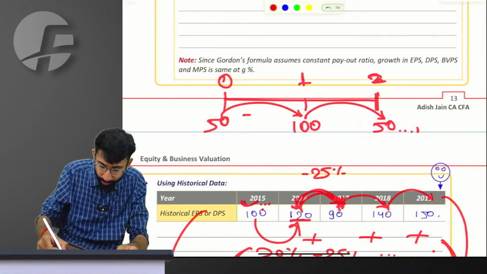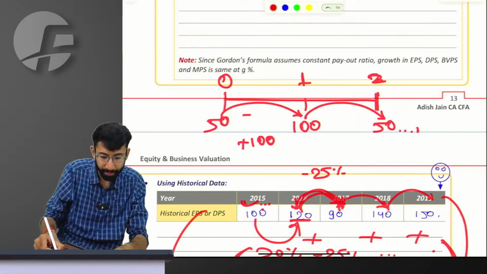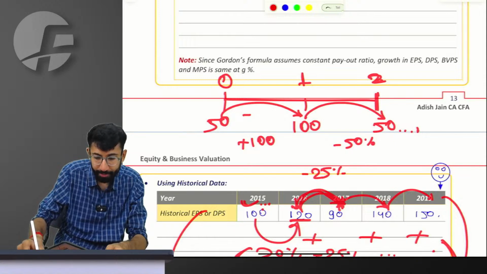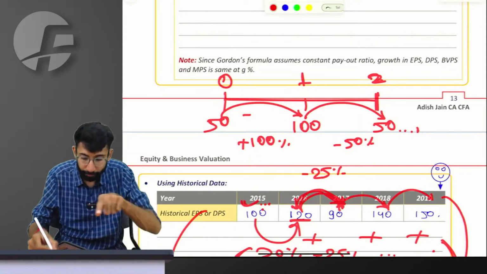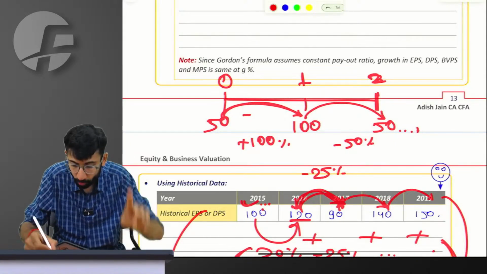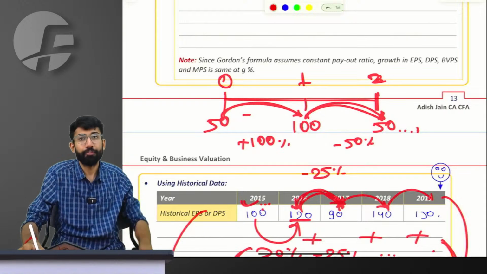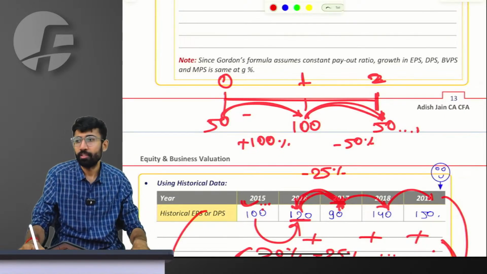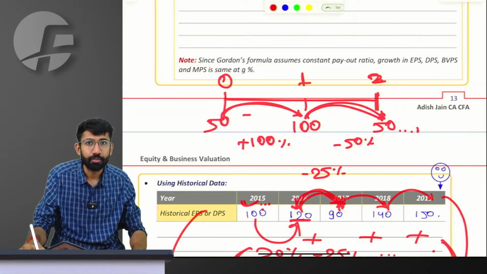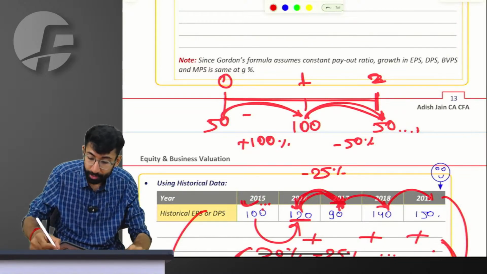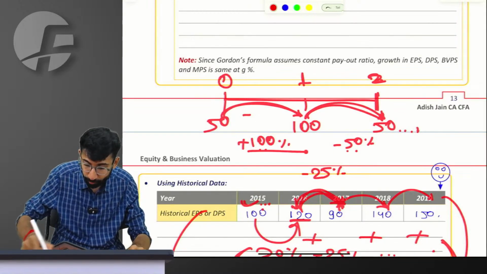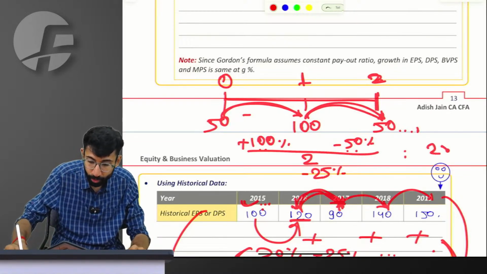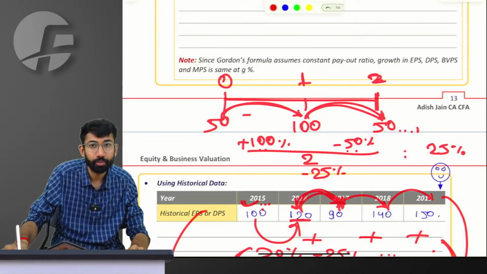Sir, for first year, the growth rate is plus 100%. For second year, the growth rate is minus 50%. Would you agree to it? 50 to 100 is 100% growth rate, 100 to 50 is negative 50% growth rate. Please do the method which you suggested. Please do a simple average. Plus 100 minus 50 divided by 2. So basically 50 divided by 2, 25% is the average growth rate.